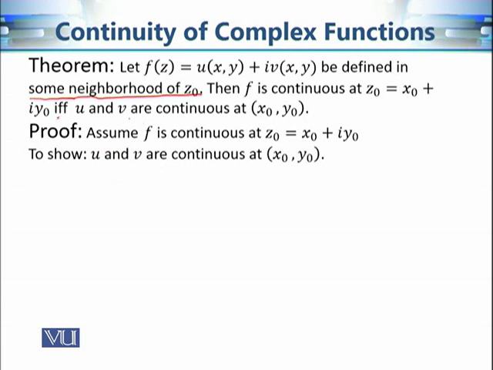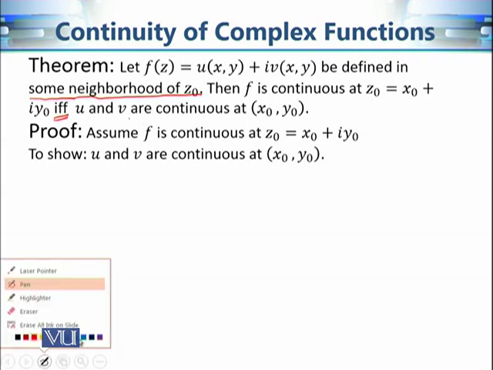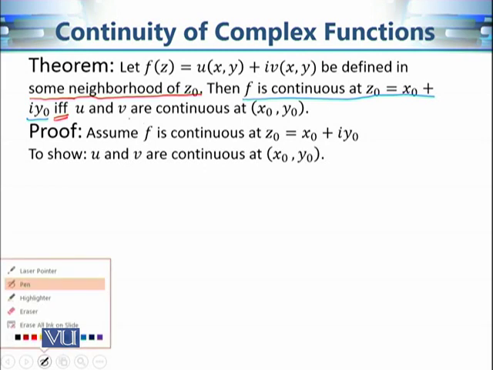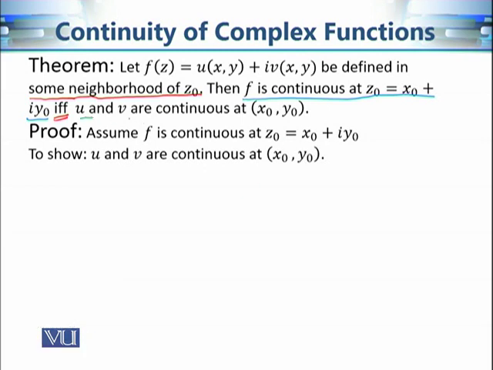Now the proof of this result is very simple. Once again, it is an if and only if statement. If and only if also means necessary and sufficient condition. So it is basically logical equality between two statements. The first statement is f is continuous at z0 equal to x0 plus i y0, and the second statement is u and v are continuous at this point x0 y0.